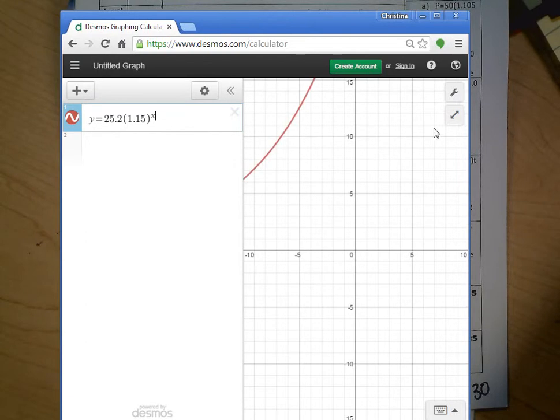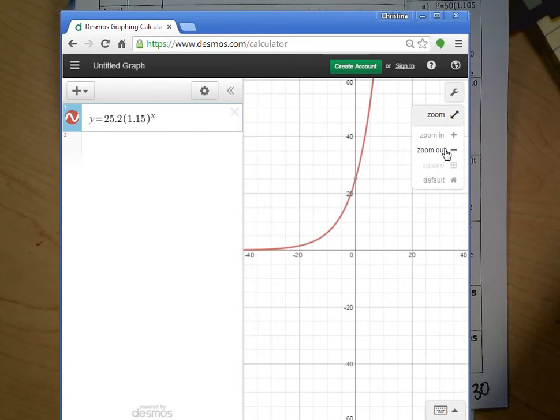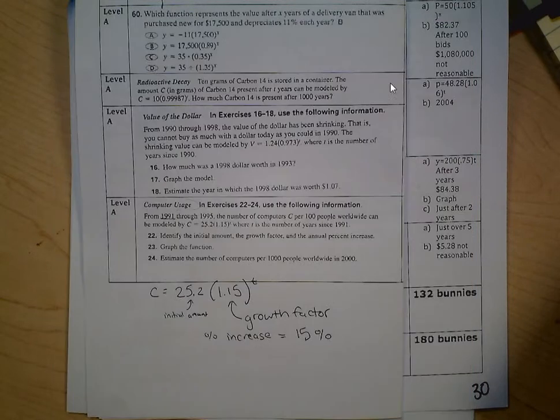I'm going to zoom out a little bit so I can get the general trend. And notice that my graph intersects the y-axis at 25.2. That makes sense because my initial value is 25.2. Your starting value, or the initial value here, will always be the y-intercept. So I'm going to do a quick sketch of that on my paper.